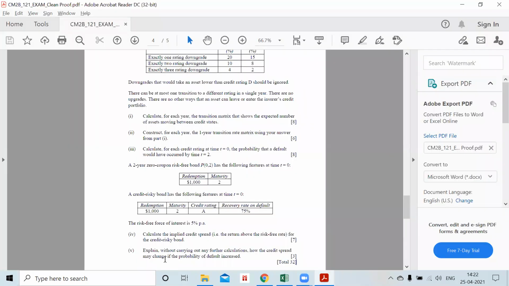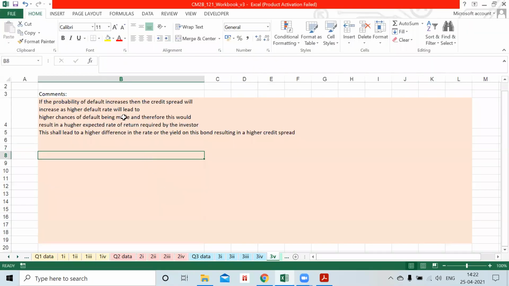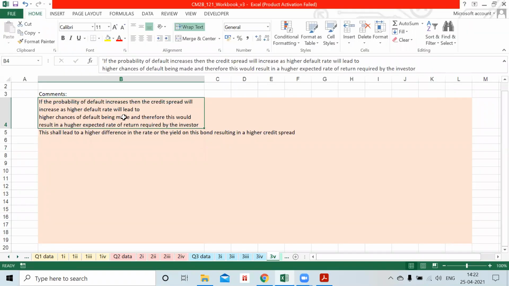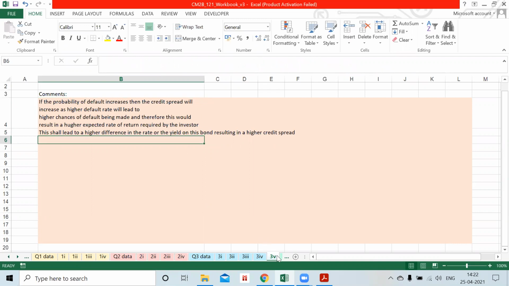For question part 5, explain or comment on how the credit spread can change if the probability of default is increased. If the probability of default increases, then the credit spread will increase, as a higher chance of default will lead to a higher expected return required by the investor. Okay.